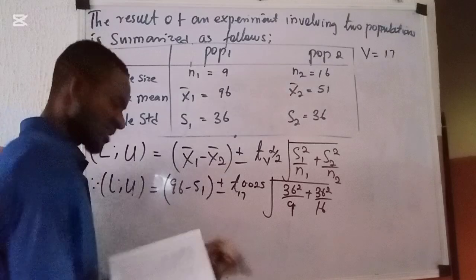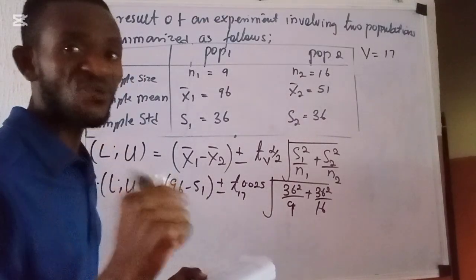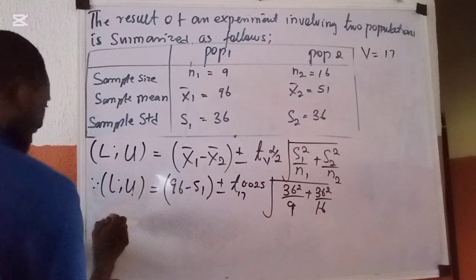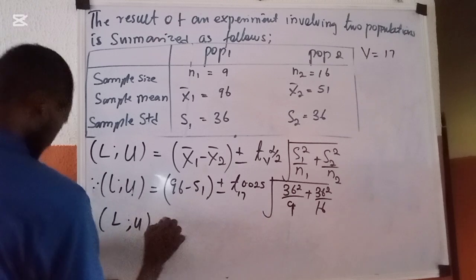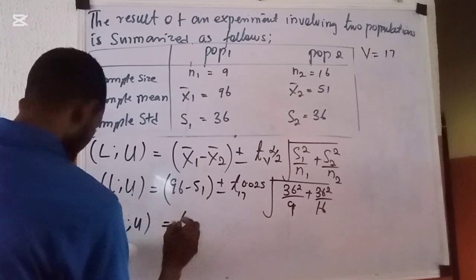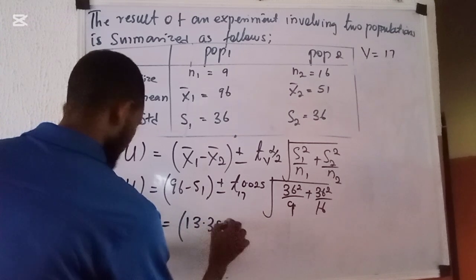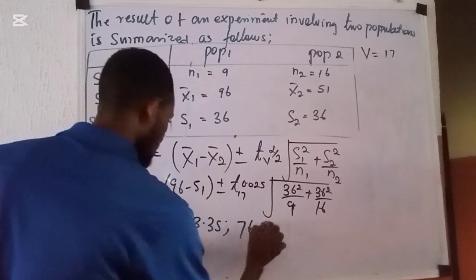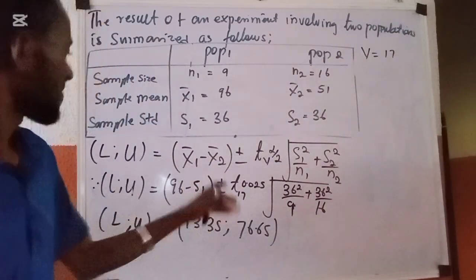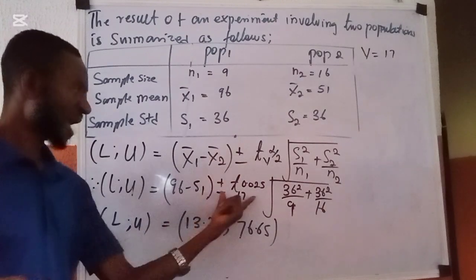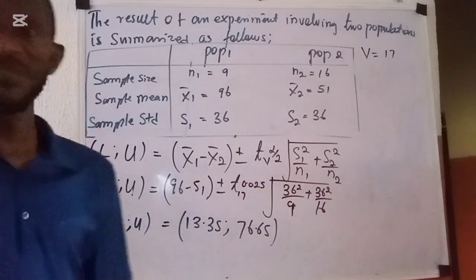So at the end, check whether what you have is what they have in this textbook, and the value they give here is very close to the values that we had earlier. The value they have here for L and U is given as, open a bracket, 13.35 and then 76.65. This is what they have there. So after fitting in these values and evaluating it, cross-check whether you are going to have something that is very close to this.